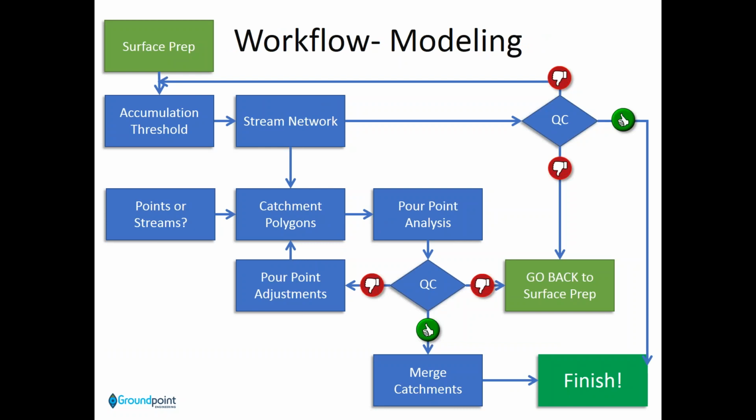So we generate catchments in two ways, right? We can throw points and generate catchments from those points, or we can throw a stream network at it and generate catchments for every segment on the stream network. And then as we evaluate the catchments and look for obvious errors, if we need to, we can go back to the surface and continue editing on the surface before we come back and iterate through this process.